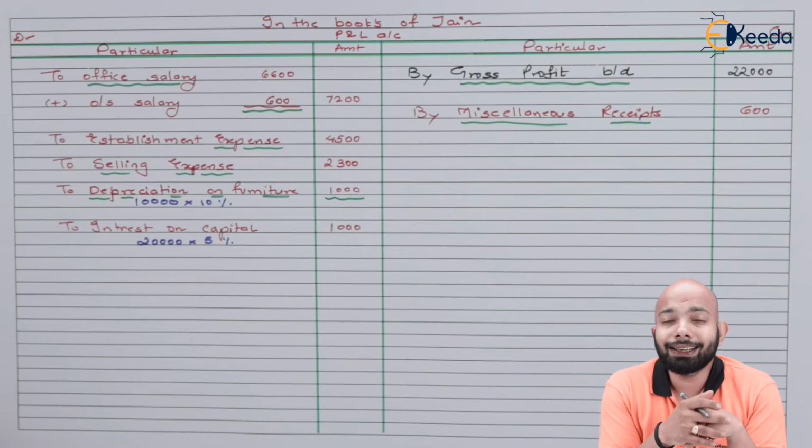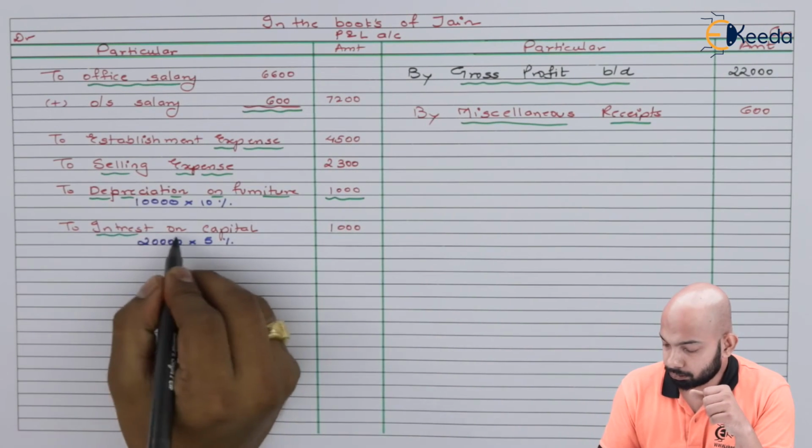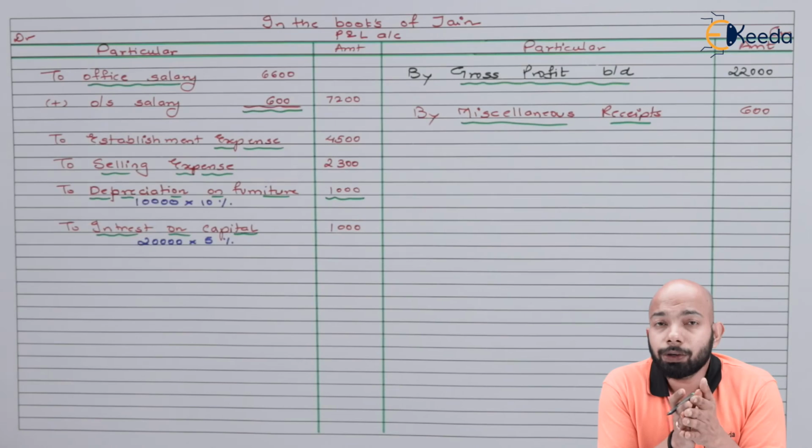Apart from that, we had the last adjustment, which stated as interest on capital, which is 5%. Capital balance is 20,000. On that, 5% will give you 1,000 again, which is again an expense for the company. Hence, it is mentioned on the debit side of profit and loss account. Now, with this, we have completed all the details of profit and loss account.